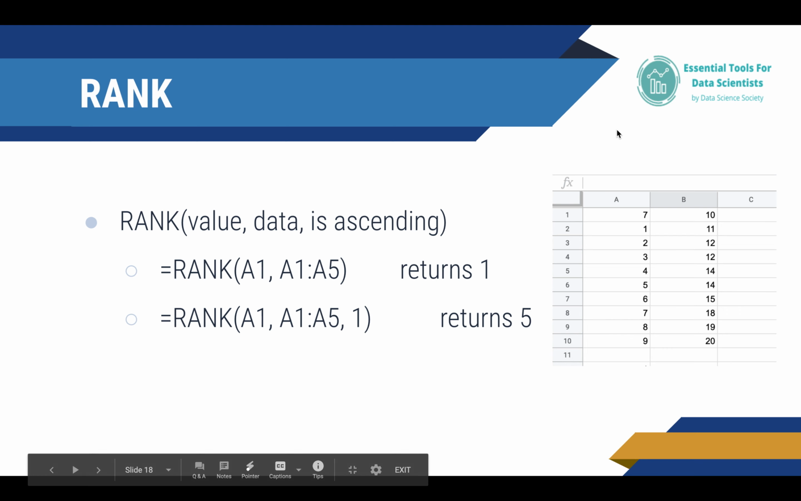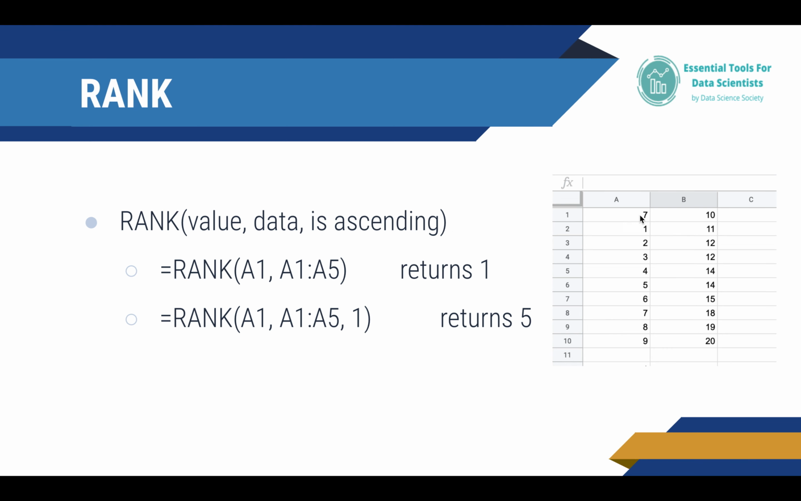So in descending order, let's look at A1. A1 is 7. I'm looking all the way up through 1, 2, 3, 4, and 7. So if I rank A1 through A5 and is ascending is set to 0, which is the default, 7 would be the highest number and it would rank 1. However, if I set is ascending to 1, which is essentially saying that is ascending equals true, then 7 would be the highest number and I'm going up to it, so it would rank 5.